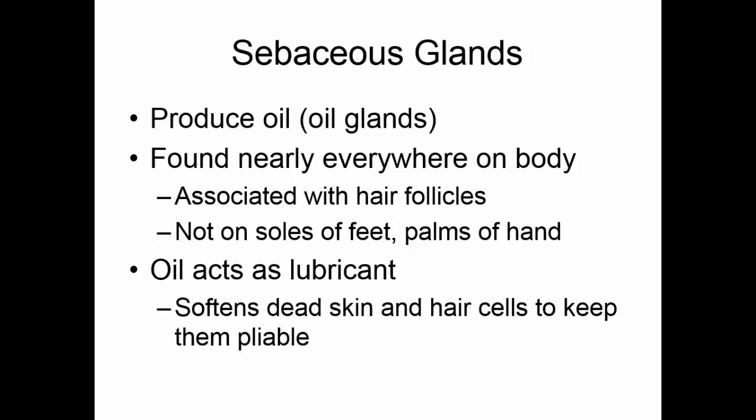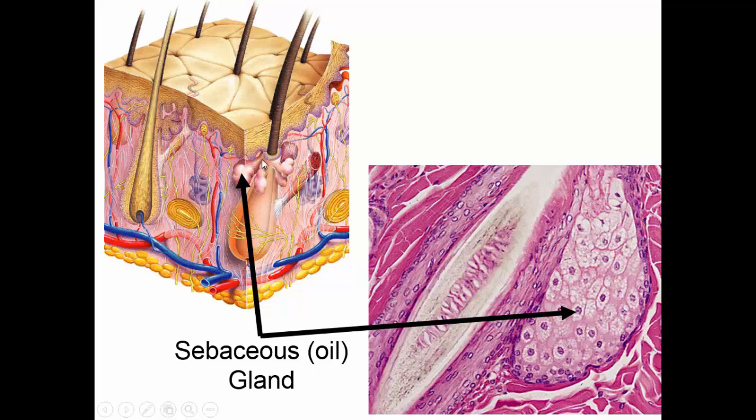The surface of your skin, remember, is all dead cells, and the shaft of your hair is also dead cells. This oil acts to keep them pliable. Yes, they will shed, hair will break, but it keeps it from happening too quickly. The oil glands are associated with hair follicles. So these little bags right here are your oil glands.